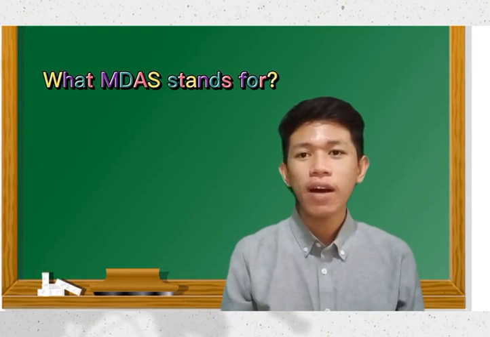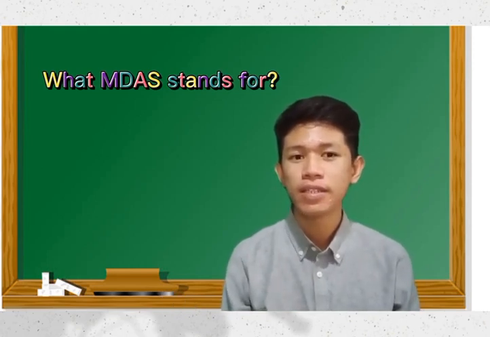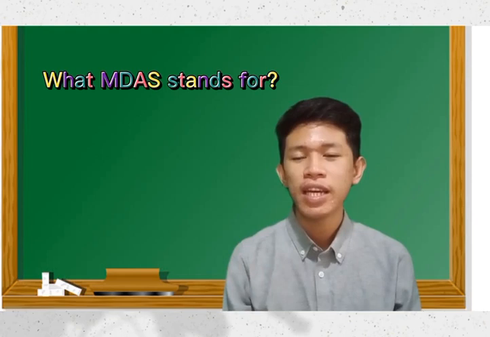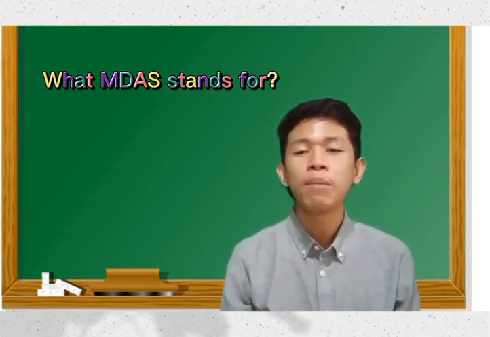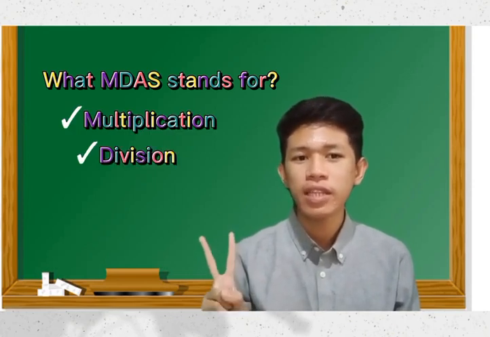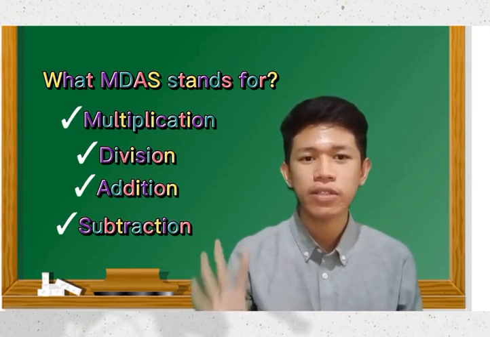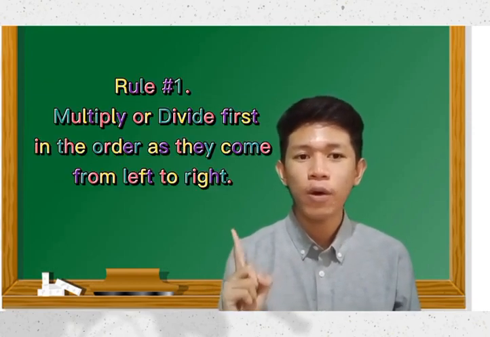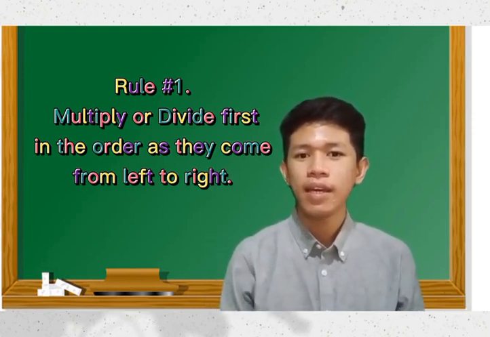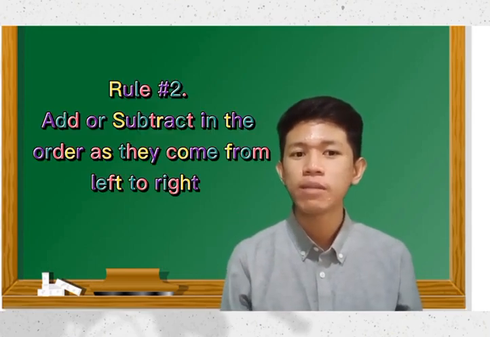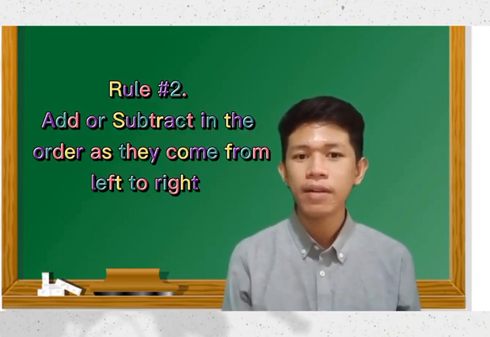To perform a series of operations, the MDAS rule must be followed. What does MDAS stand for? Very good. MDAS stands for 4 basic operations, which are multiplication, division, addition, and subtraction. The rules say that, number 1, multiply or divide first in order as they come from left to right. Then, number 2, add or subtract in order as they come from left to right.